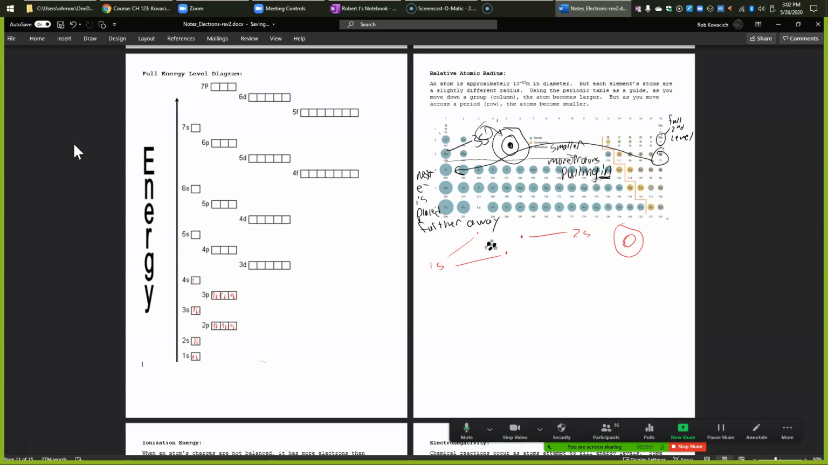So the electron configuration is 1s2, 2s2, 2p6, 3s2, 3p6, 4s1. And we know it's 4s1 because it's in the fourth row on the periodic table in the first column in the s block. So potassium is super reactive because it's got that one electron that it doesn't want. It's trying to get rid of that thing. That electron is super reactive.